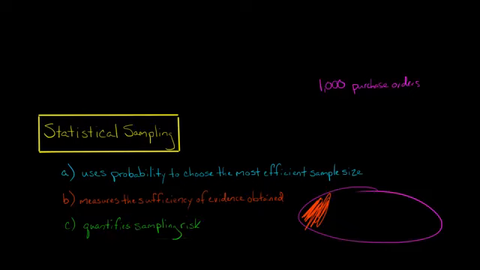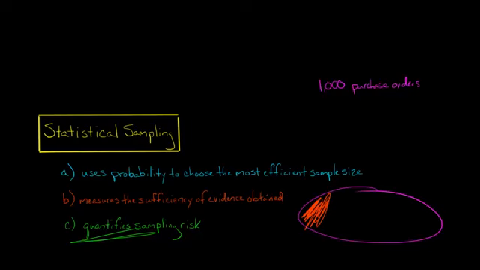Now, with statistical and non-statistical sampling, they both have sampling risk. Anytime you draw a sample, doesn't matter how, there's always going to be a risk that that sample is not going to be representative of the entire population. So there's always going to be that risk. However, statistical sampling, because it's more objective and uses probability, you can actually go and quantify what the risk is.